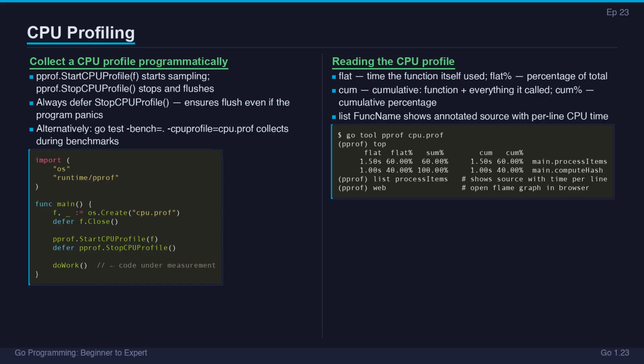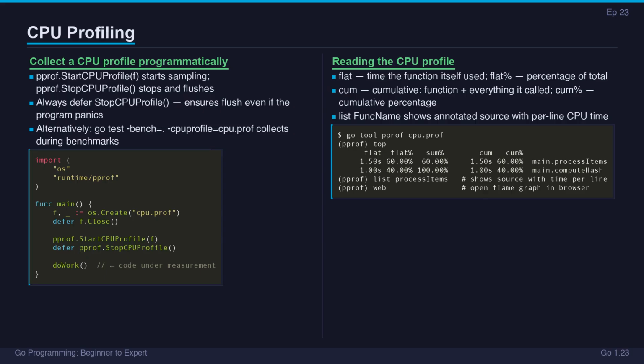go tool pprof cpu.prof opens an interactive session. top shows the hottest functions sorted by flat time, the time the function itself used, excluding calls. top -cum sorts by cumulative time, the function plus everything it called. If a function's cumulative time is high but flat time is low, it's a coordinator that delegates expensive work.